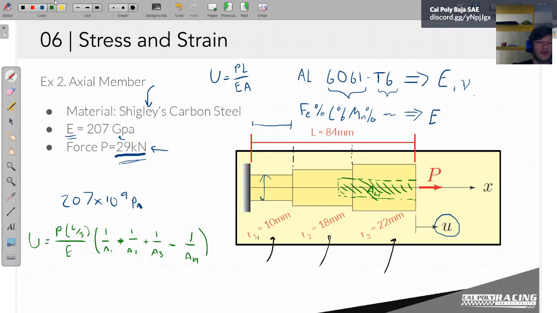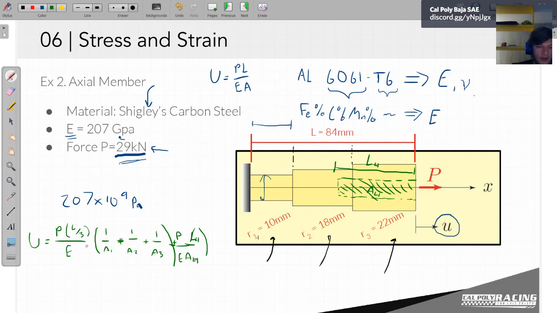So in this case, you're correct. We'd have to actually pull this one out of the parentheses and talk about L4. You'd have to have P L4 over EA. That is totally something that you can do and something that makes your job a lot easier.